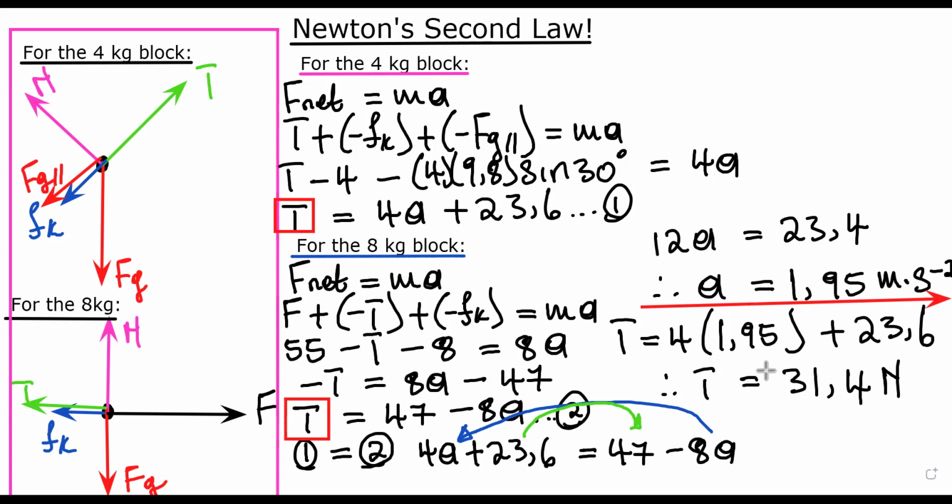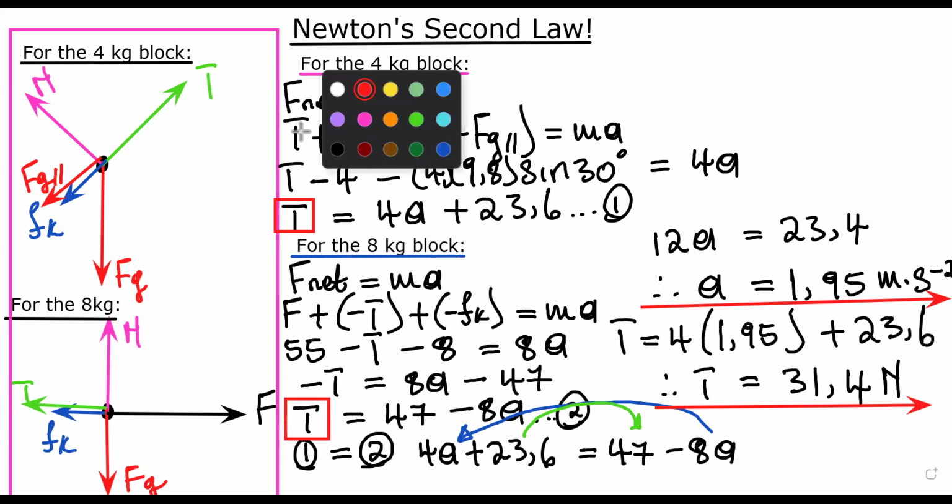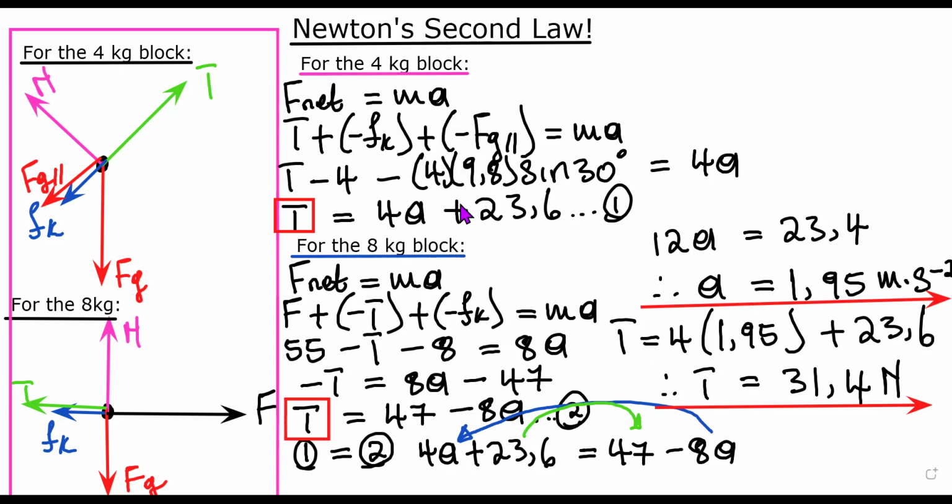So the direction of the tension actually depends on which object you are looking at. If you are looking at the 4 kg block, then the tension is upwards along the incline. But if you are looking at the 8 kg block, then the tension is just going to go to the left. And this is how you find the acceleration as well as the tension if you are dealing with a system of blocks that are connected by a string, a cable, a rope, or anything of the kind.